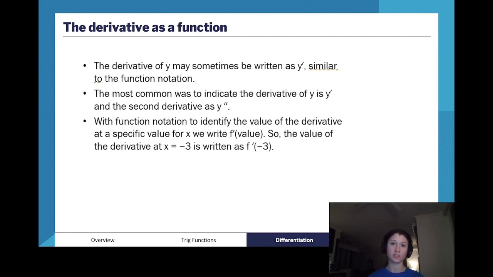With function notation, to identify the value of the derivative at a specific value for x, we write f dash of that value. So the value of the derivative at x equals -3 is written as f dash -3.